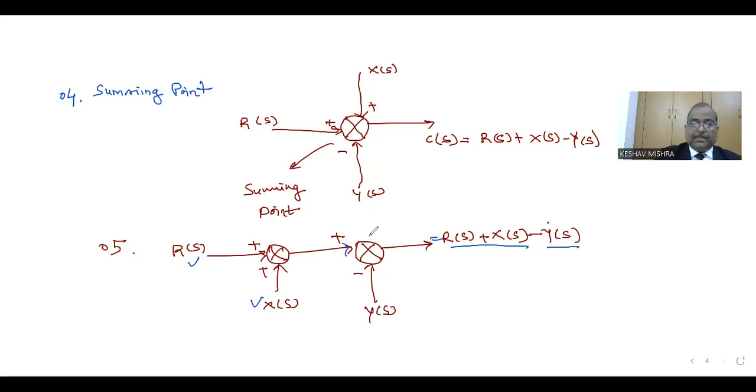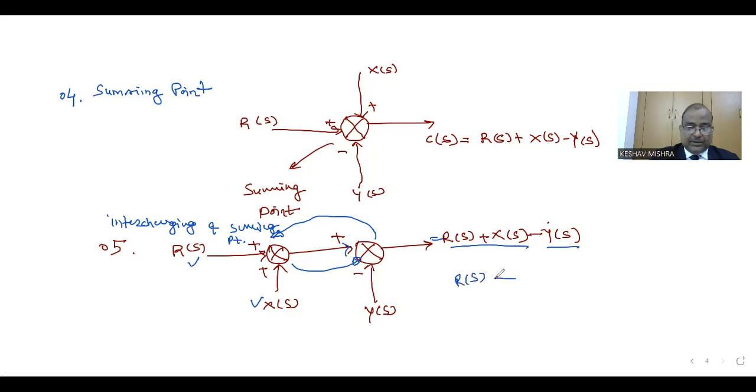Now it is also possible to shift this summing point here, or we can shift this first summing point to the position of the second. It is basically the interchanging of summing points. We can interchange the summing point positions. If we interchange, this is input RS, take the second summing point with input YS having negative sign.